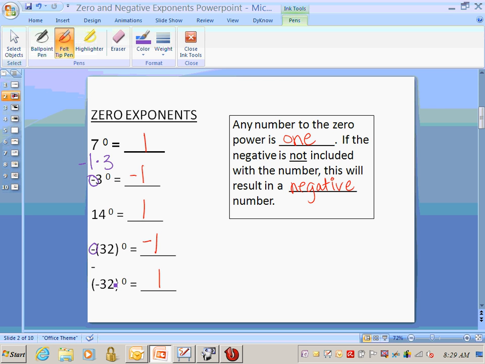This could be 572 to the 0 power. As long as it's in the parentheses, it's going to the 0 power. It could be negative. It could be a fraction. If what's in that parentheses is going to the 0 power, the answer is 1. If the negative is on the outside, or it's not in parentheses, it's going to be negative 1. Does everybody understand that? Okay. Let's go to the next part.